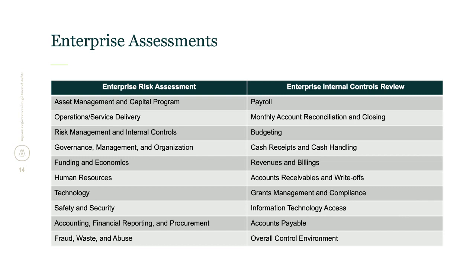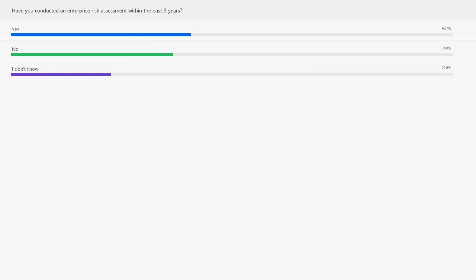And what an every 3-year cycle enables you to do is dive deeper on the risk assessment each time you do it, versus on a more surface level, as I was mentioning. So let's see what we've got for results. About 40% yes in the past 3 years, about 37% no, and about 23% I don't know. So, good, interesting feedback. Certainly an opportunity there for using a risk assessment more strategically for your organizations.